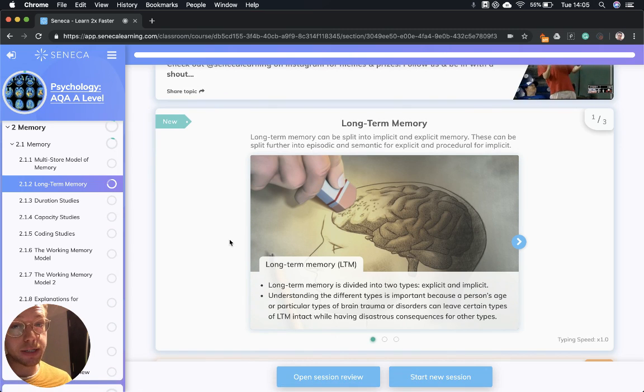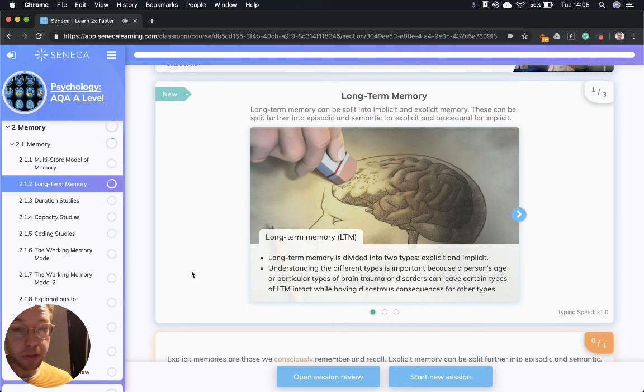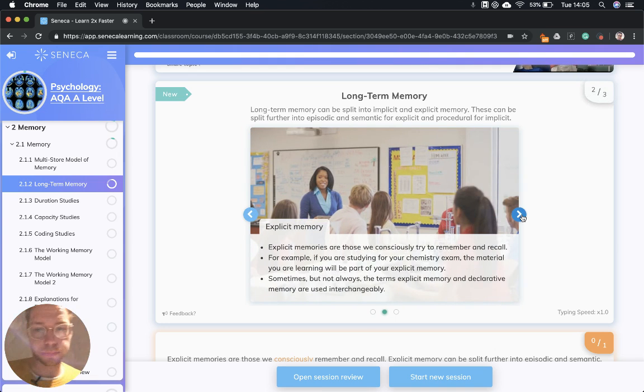Long-term memory can be split into implicit and explicit memory. And these can be split further into episodic and semantic for explicit and procedural for implicit. So long-term memory is divided into two types. Do you remember what they are? It's explicit and implicit. Understanding the different types is important because a person's age or particular types of brain trauma or disorders can leave certain types of long-term memory intact while having disastrous consequences for other types.